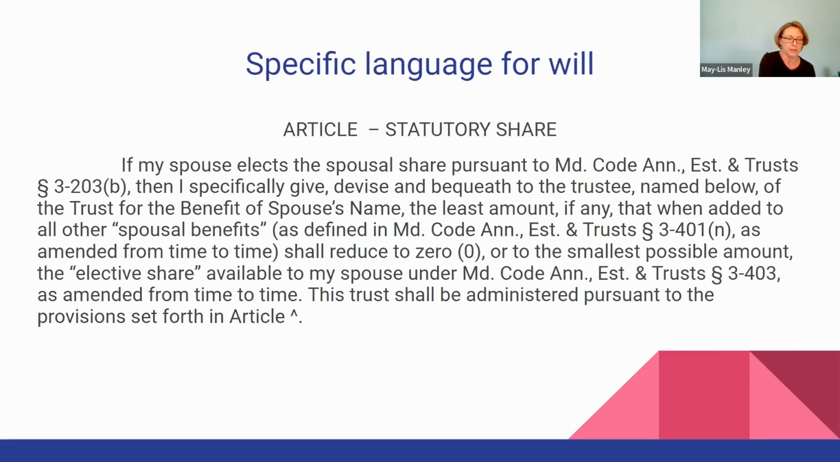So in our wills, we add specific language talking about the statutory share, saying that if the nursing home spouse elects the spousal share, then it's going directly to the special needs trust that we're setting up in the next article in our will. And this is important.